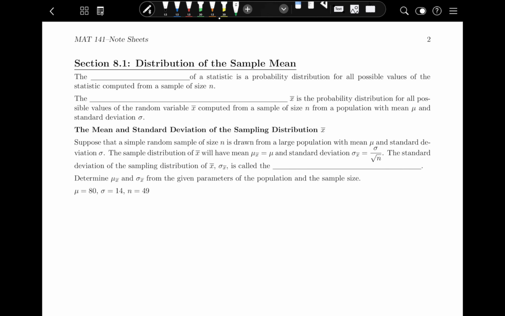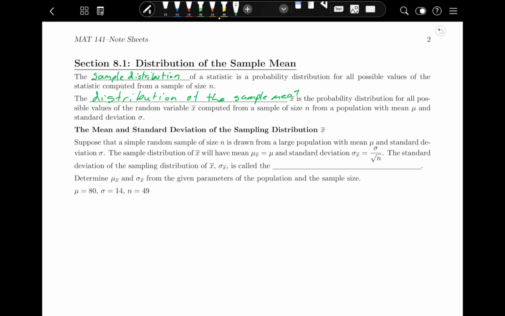So the sample distribution of a statistic is a probability distribution for all possible values of the statistic computed for a sample of size n. The distribution of the sample mean, x bar, is the probability distribution for all possible values of the random variable x bar computed from a sample of size n from a population with a mean of mu and a standard deviation of sigma.